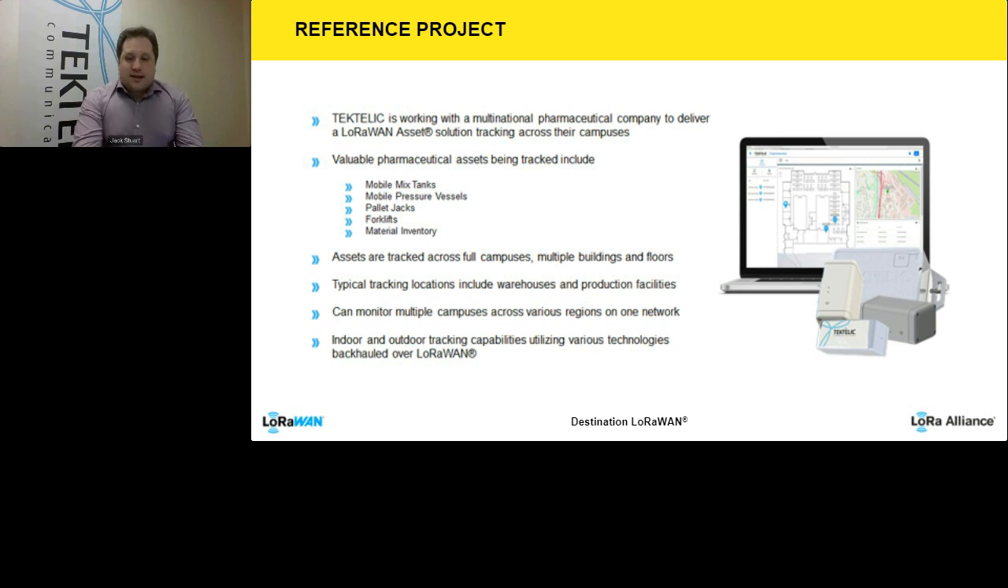And we're assisting this customer with an end-to-end solution to track these assets across full campuses, including multiple buildings and multiple floors. Typically, these environments are warehouses and production facilities, but really the real value here is that we're providing a solution to track assets in multiple facilities across multiple campuses in various geographic regions, all on one LoRaWAN network. And this gives our customer the ability to track, visualize, and manage all of their assets in a central location. We're leveraging all of the features that I've just discussed over the past few slides to deliver a solution that utilizes various technologies, all being sent to the network with LoRaWAN.